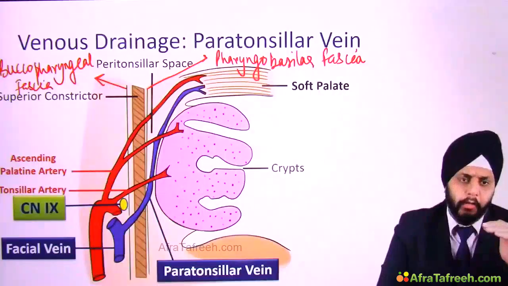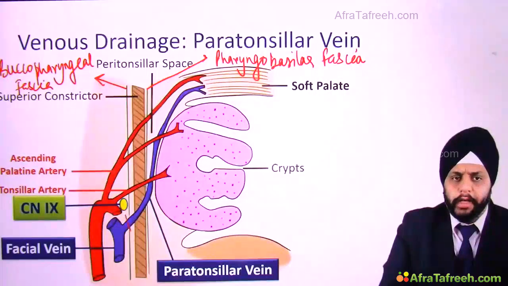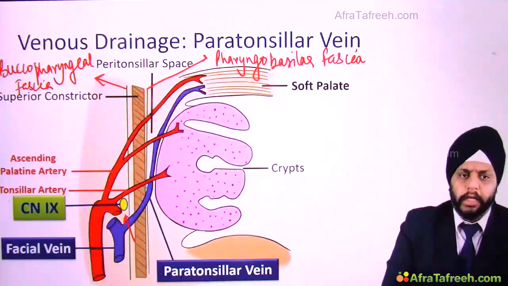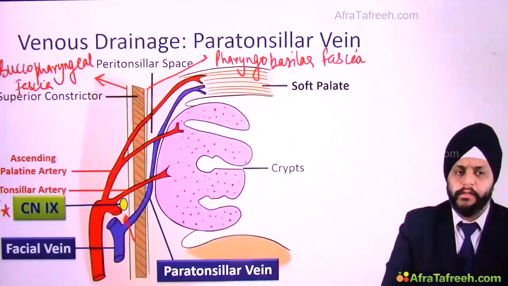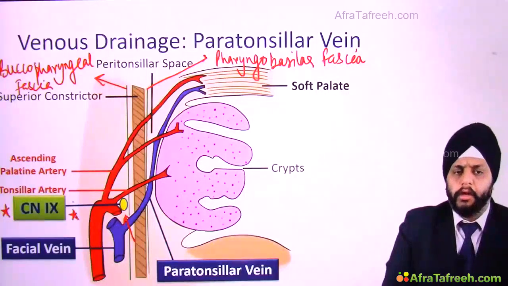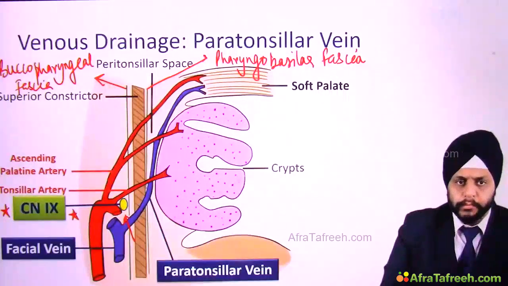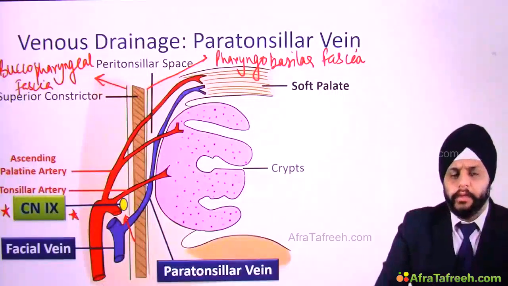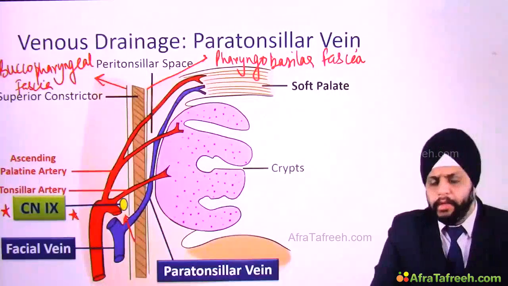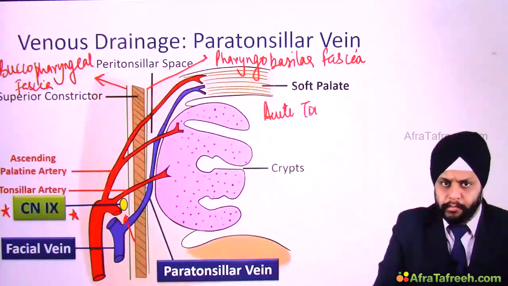Now, if you go outside this buccopharyngeal fascia, you can see over here there is a cranial nerve. This is the 9th cranial nerve, the glossopharyngeal nerve. So you can clearly see the glossopharyngeal nerve over here. Now, what is the significance of this glossopharyngeal nerve? Suppose there is an inflammation in the tonsils, there is acute tonsillitis.